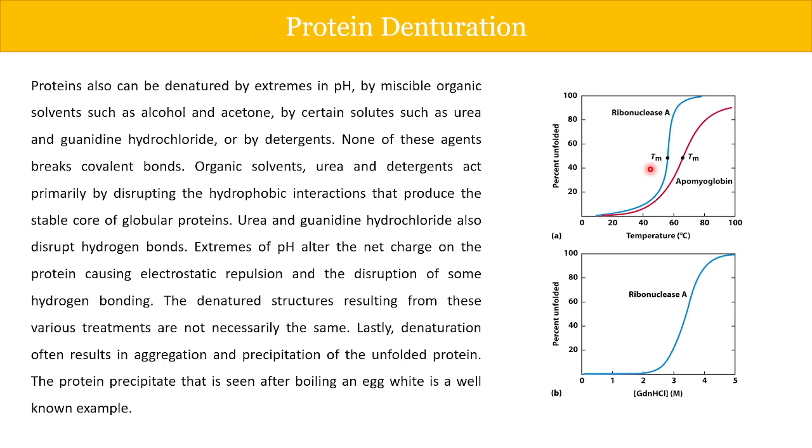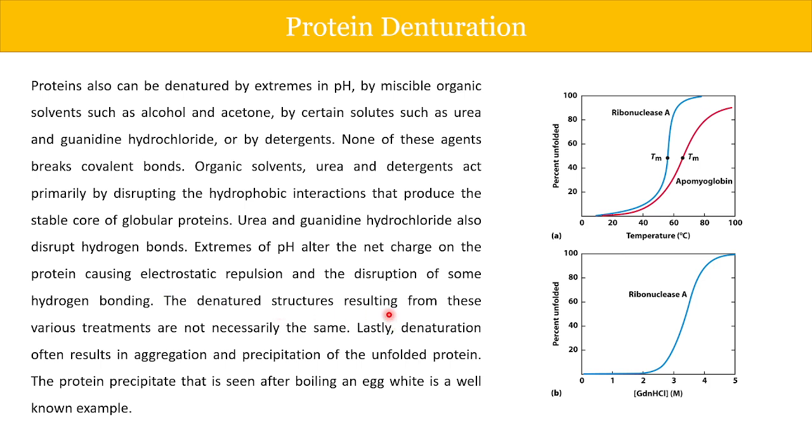Now, solutes like urea and detergents act by disrupting the hydrophobic interactions. Hydrophobic interactions are important for forming the core of the protein. Urea and detergents affect these hydrophobic interactions that are important for holding the core of the protein together, and that is why the protein gets unfolded. Now, the extremes of pH alter the net charge on the protein, causing electrostatic repulsion and the disruption of some hydrogen bonding. And when certain weak interactions get disrupted, it leads to the unfolding of the protein.